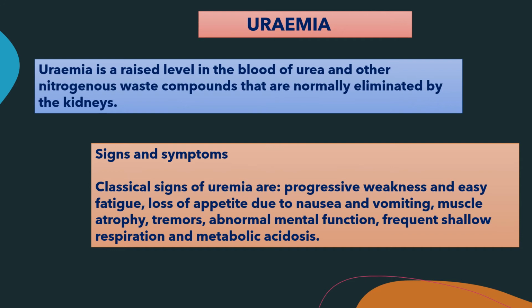Classical signs of uremia are progressive weakness and easy fatigue, loss of appetite due to nausea and vomiting, muscle atrophy, tremors, abnormal mental function, frequent shallow respiration, and metabolic acidosis.